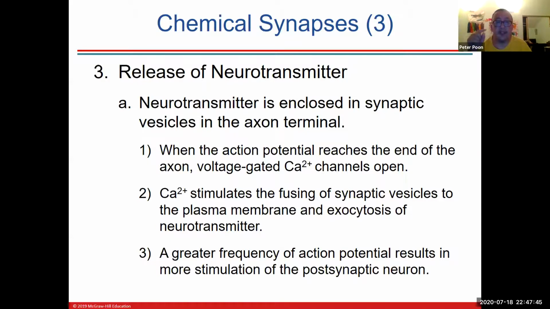A greater frequency of action potentials will result in more stimulation of the postsynaptic neuron. Every action potential only causes one signal to go across the synapse. I have to destroy that signal, and then I have to generate another action potential.